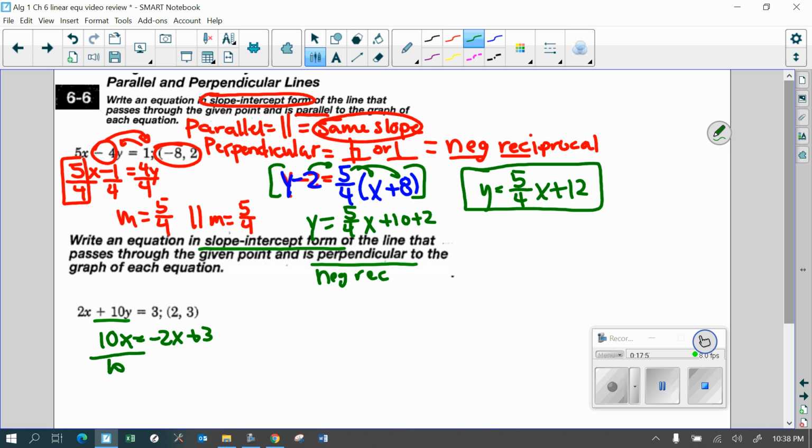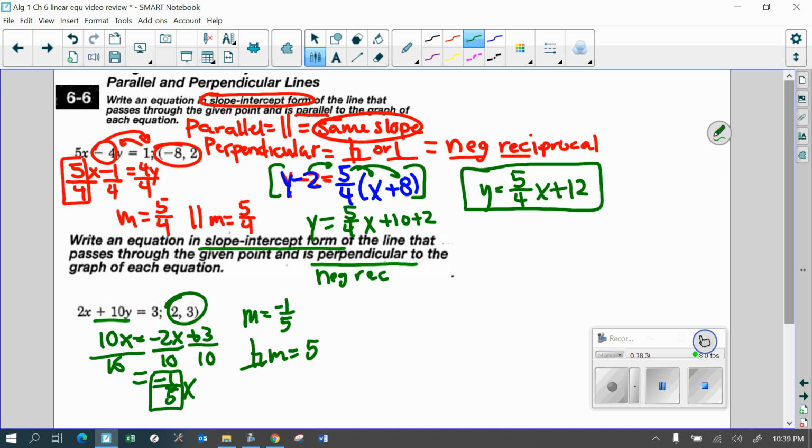Last step, divide by 10 on each term. Negative 2/10 reduced to negative 1/5 x. That's my slope. My slope is negative 1/5. Remember, slope does not contain the x. A lot of Algebra 1 students mess it up. And they'll say the slope here is negative 1/5 x. Wrong. The slope is the m. It's a number only, negative 1/5. So this m is negative 1/5. But remember, I want the perpendicular slope, which is the negative reciprocal, which is 5/1, which equals 5.